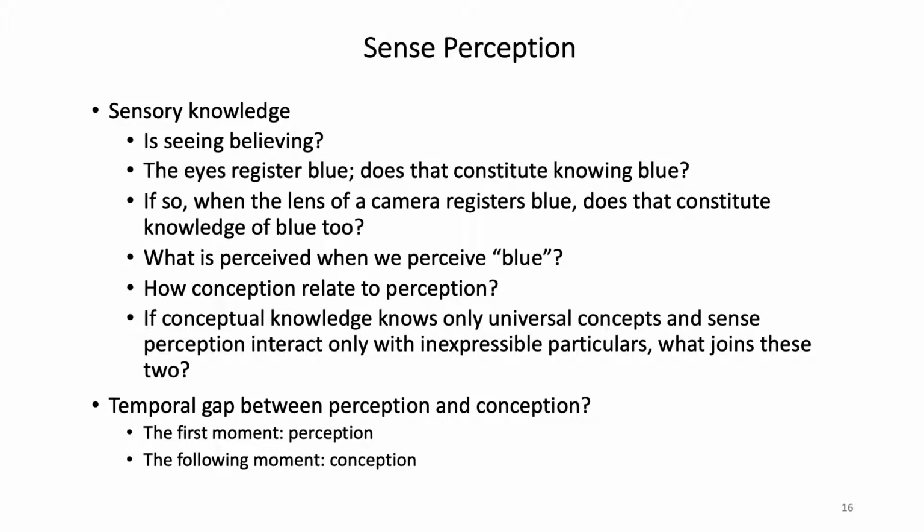One attempt to address the problem of joining perception to concept, familiar to 20th century sense data theories, is to assert a temporal gap between perception and conception. So when you see blue, your eyes see blue, or you recognize the blue color. When your eyes see the blue color, that could be perception. And when you realize you are seeing blue color, that could be conception. What is the gap between perception and conception? What connects the two?